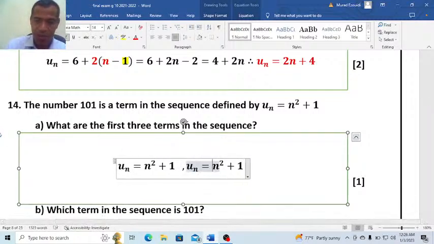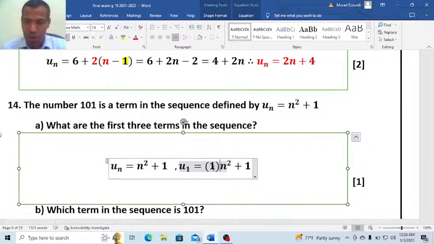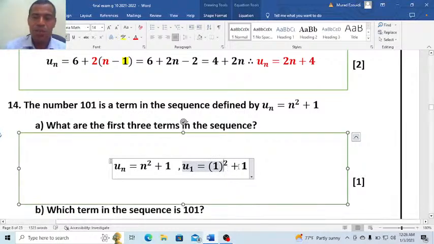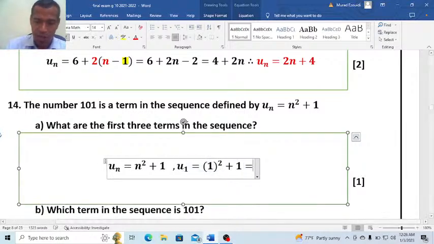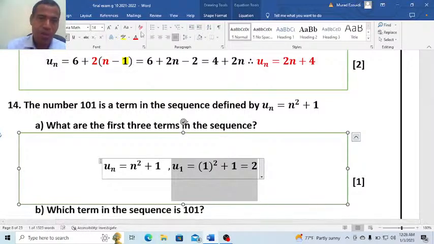Okay, so U1 is equal to 1 squared, I will put it into parentheses, 1 squared plus 1. 1 squared plus 1 is 2. Therefore, U1 is 2. This is the first one.